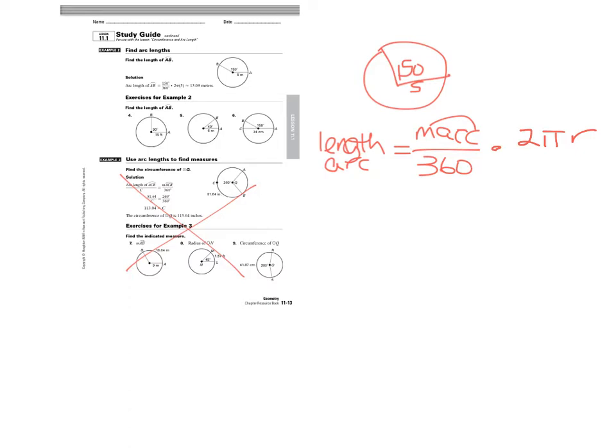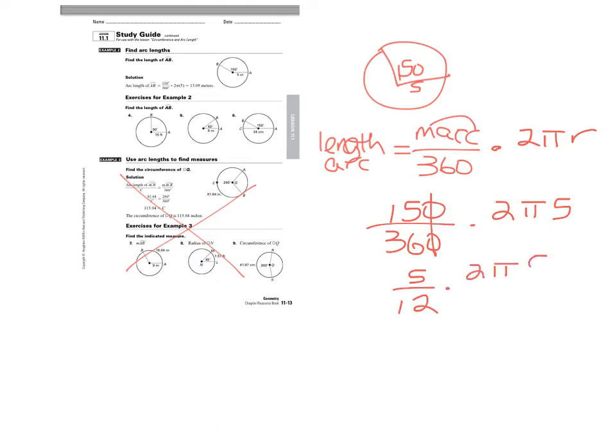So for this one, I would have put 150 over 360, and then 2 times pi times the radius, which was 5. I could cross off my zeros first. You can simplify your fraction, whatever you're comfortable doing. The next thing I can do here is divide them both by 3 and make this 5 over 12.